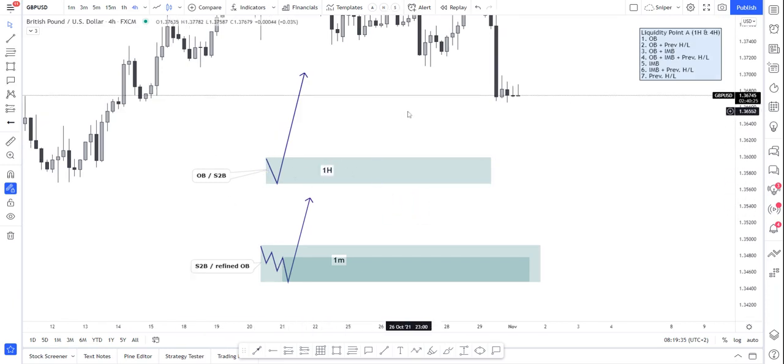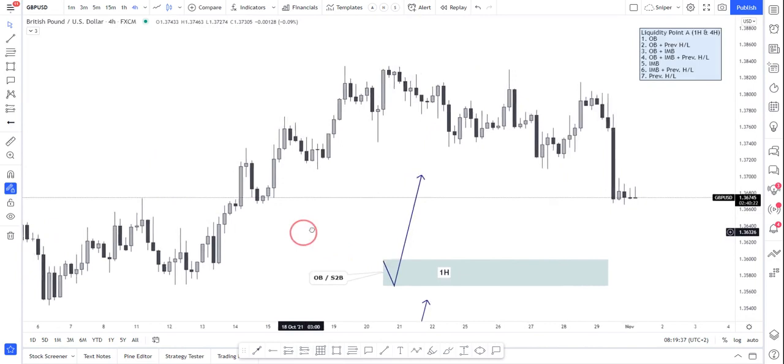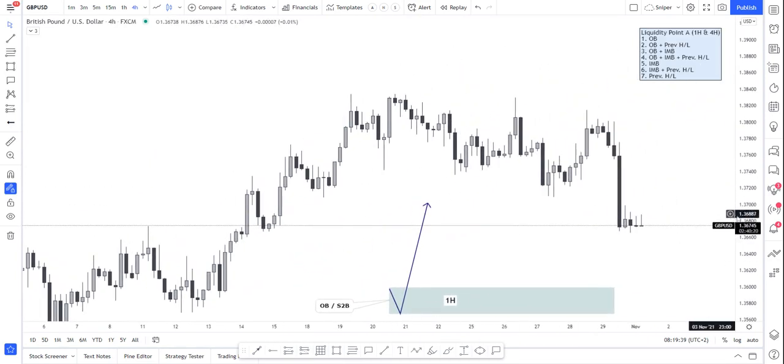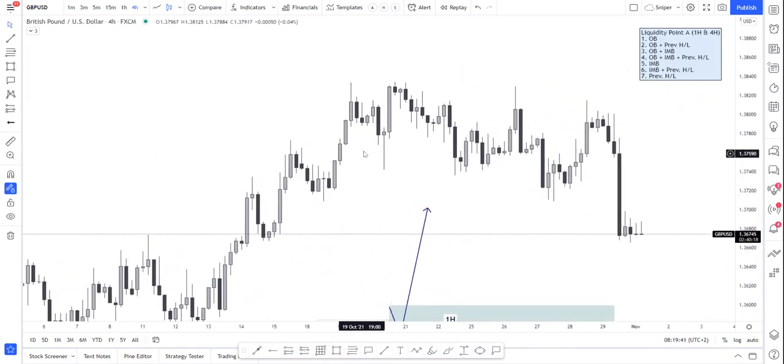So we have order blocks, and a quick example of an order block would be, just quickly here we can see over here, we have this down candle and then a big move towards the upside.